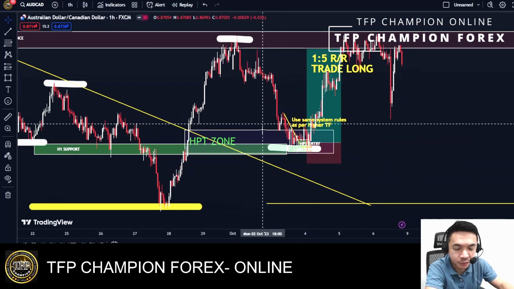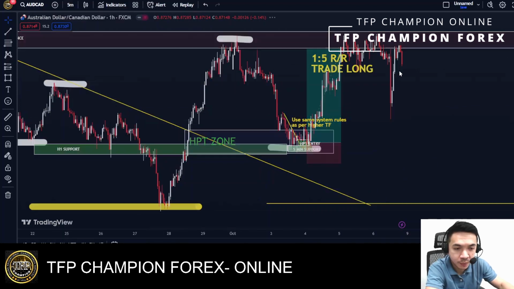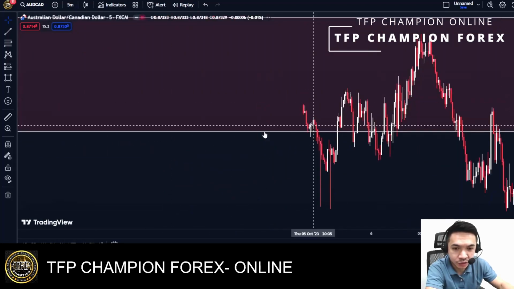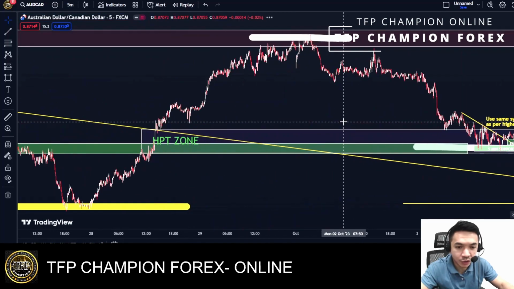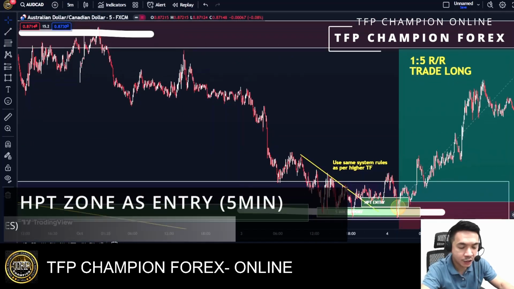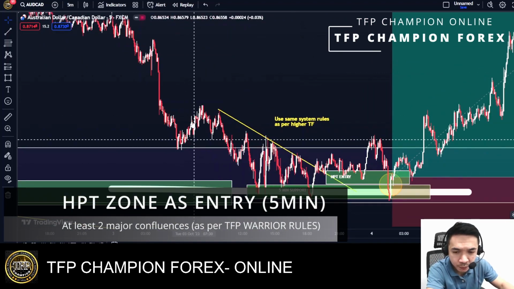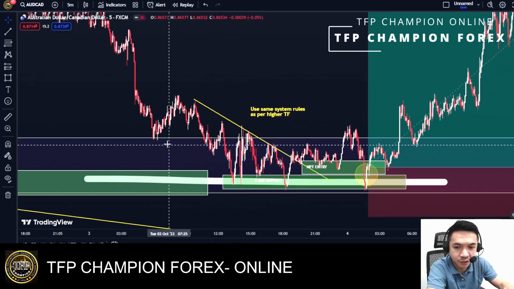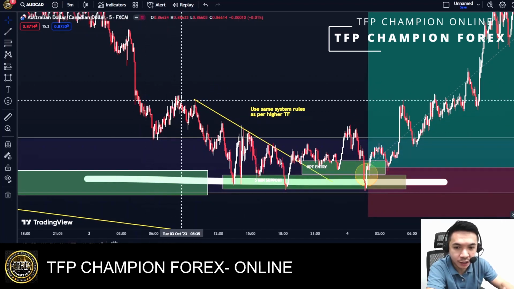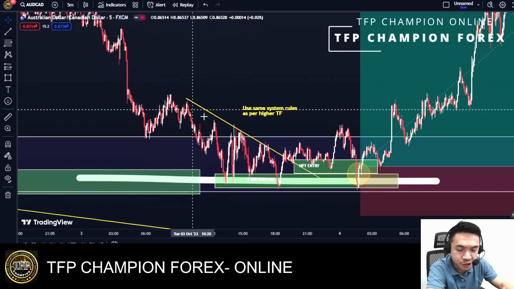Then, of course, we have to look even deeper on a much lower time frame, 5 minutes, for us to execute. Okay, so dyan na papasok yung execution. Again, we all have the same rules, higher, lower time frames, the same logic. Okay, so the market, pumunta siya sa HPT zone around this level. So kung titingnan nyo, again, it's a series of downtrend. Lower low, lower high, lower low, lower high, lower low, lower high. So meaning, this is a channel downtrend.